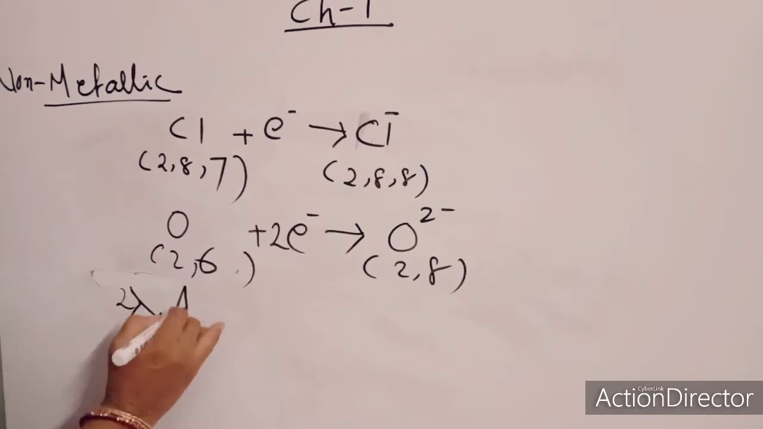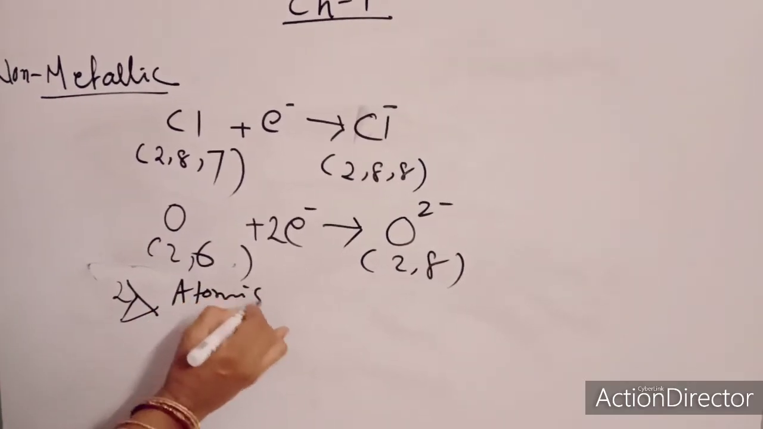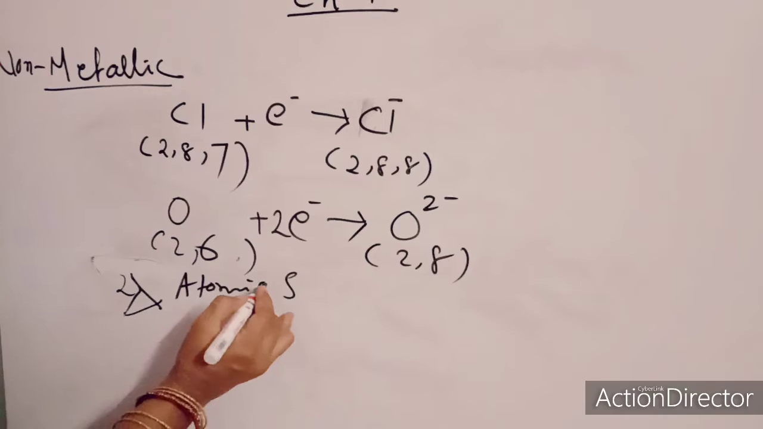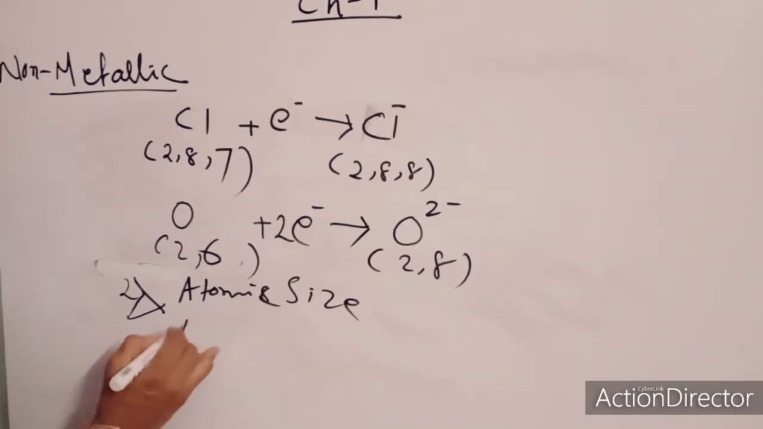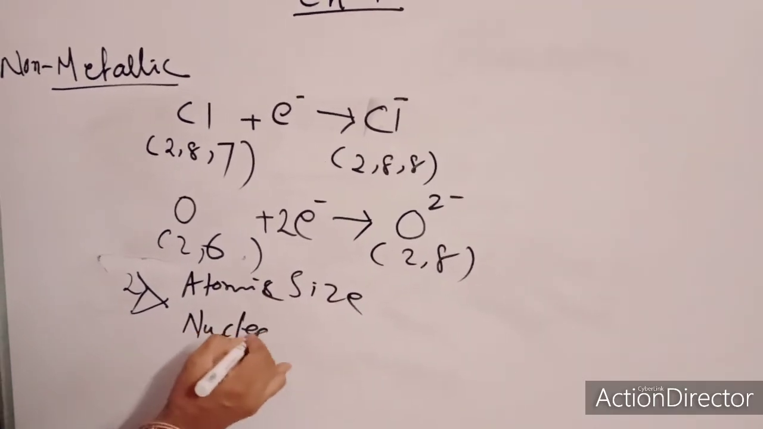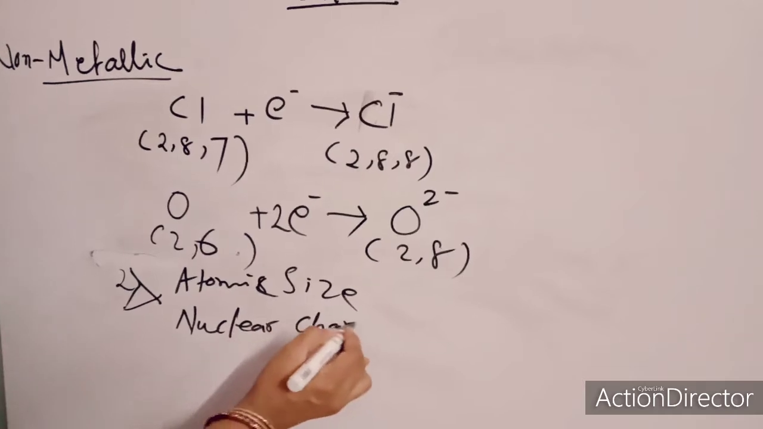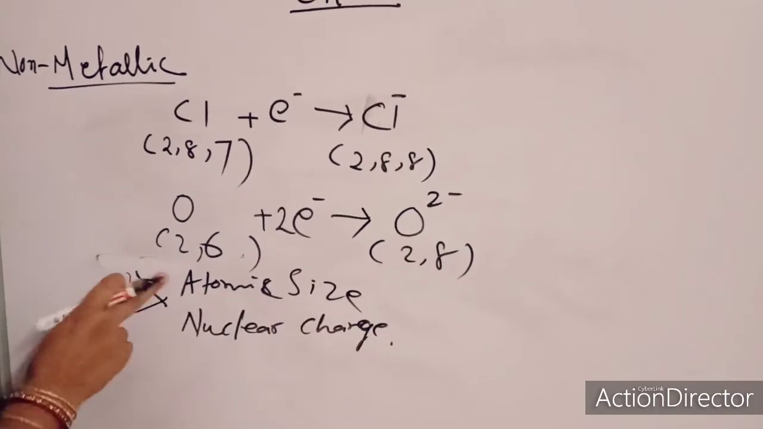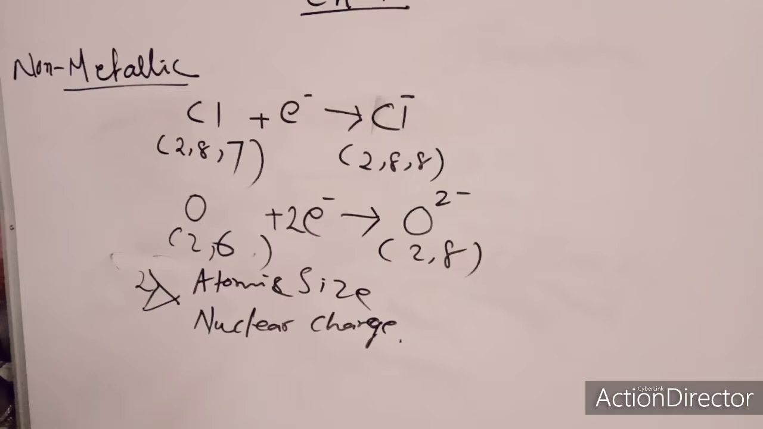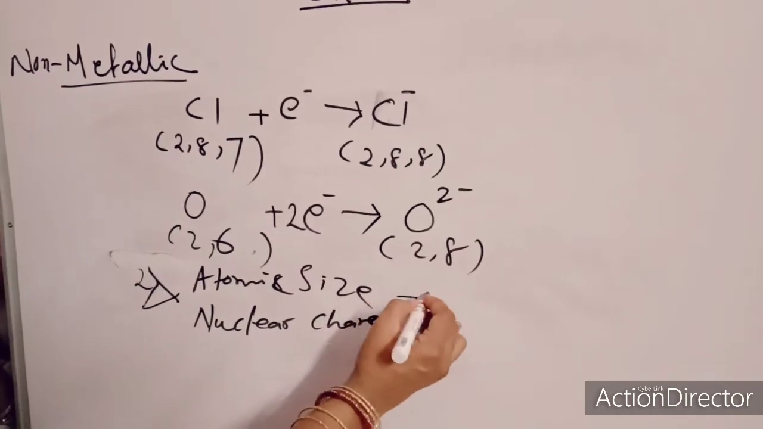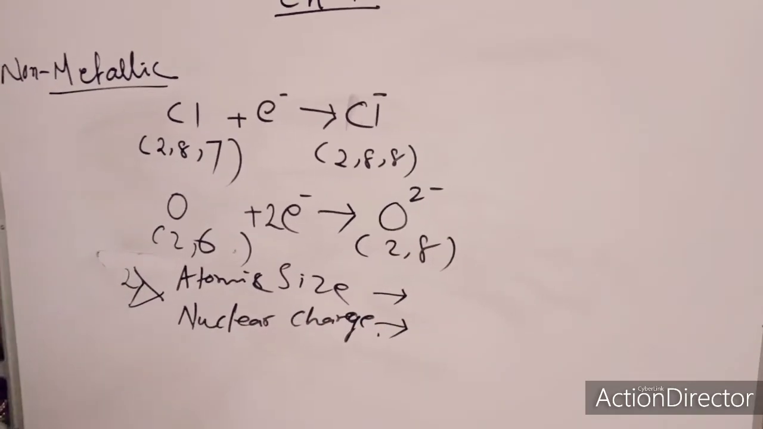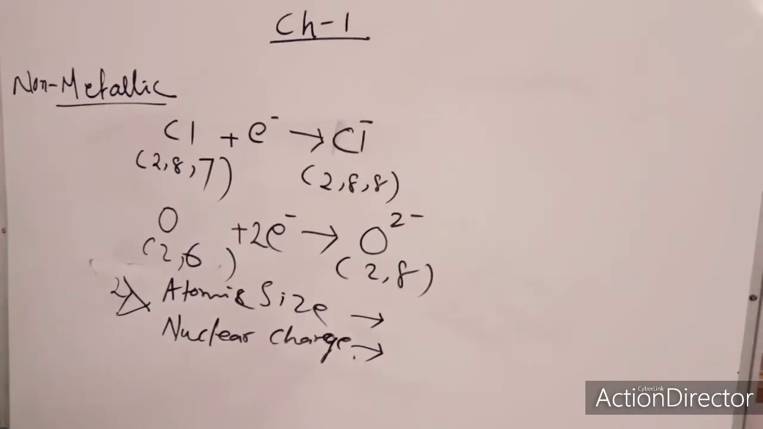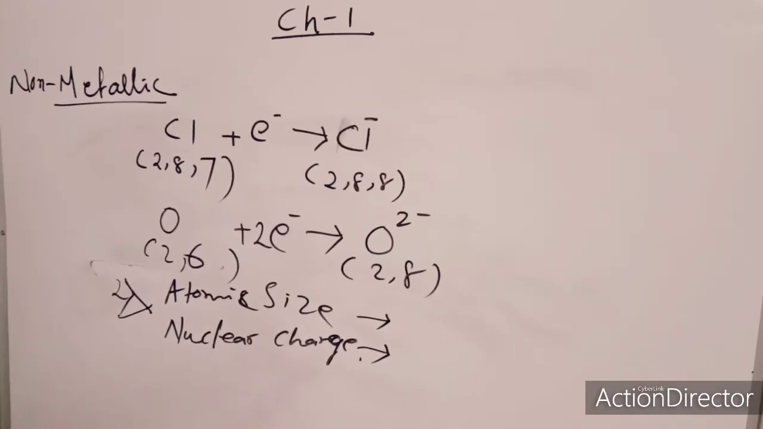The first one is your atomic size, the second one is your nuclear charge. Okay, atomic size and nuclear charge. Again we have to see the trends, how these two are effective to show the non-metallic character. So, atomic size.